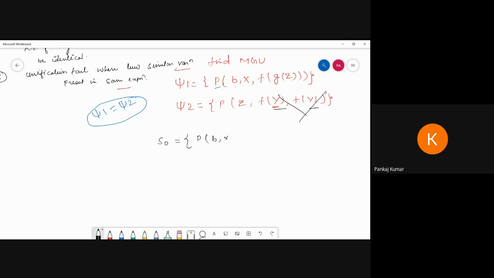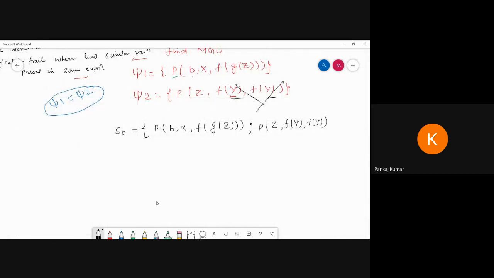P(b, x, f(g(z))), and this one I'm going to write with a disjunction, and again I'm going to write P(z, f(y), f(y)) and close this bracket. Now after this, what do we have to do? After this, we have to apply the substitution method and find the set S1. If S1 is equal to S0, then we can say that the substitution method, that means unification, is successful. If you do not get S1 equal to S0, then we cannot say unification is successful.